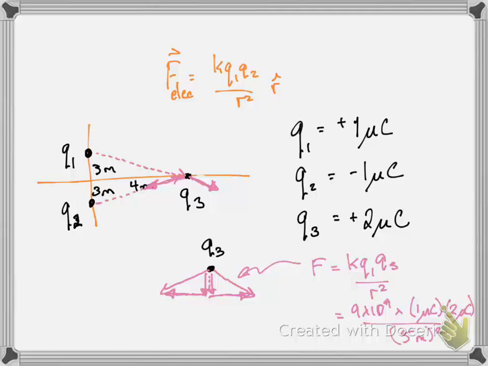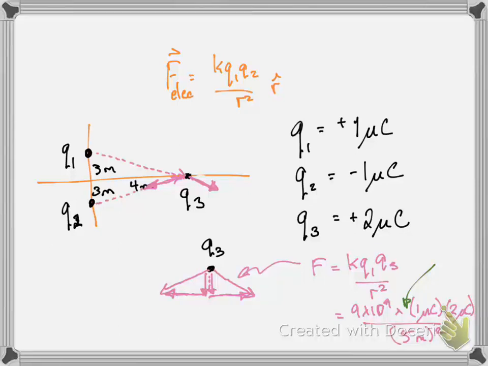That's the magnitude of Q1 on Q3. The magnitude of Q2 on Q3 is going to be the same. The only thing that's different is there's going to be a negative 1 microcoulomb, right where that green arrow is. But the magnitude of the second force of Q2 on Q3 is still the same. There's just going to be a minus sign, which is what gives us that direction towards Q2.